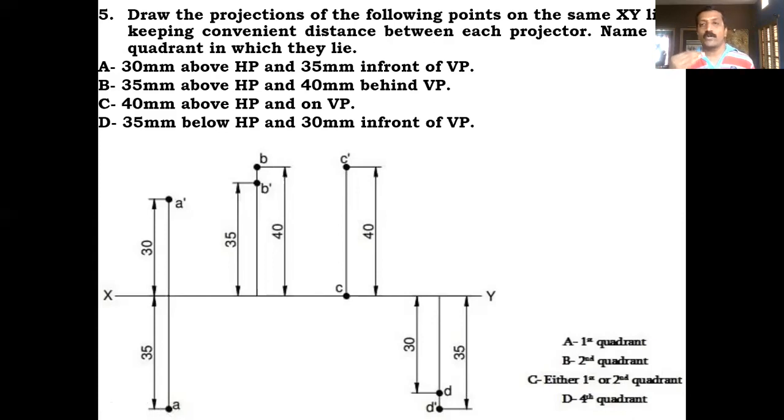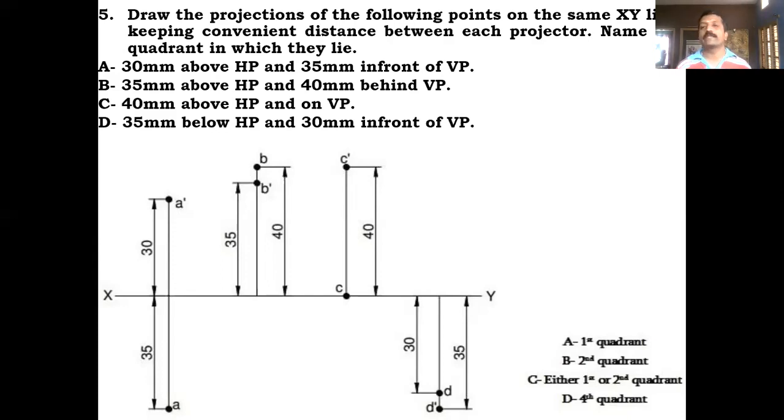Now, because both front view and top view are below the XY line, the point D is in the fourth quadrant. Like this, even for n number of combinations of HP and VP, if you analyze it properly and draw it, then for any combination given, you could complete the projection. And here the common distance he has asked: from point A to point B to point C to point D, a common distance you can take, around 35 or 40 millimeter, and draw it. That's all. So there are multiple points you can draw on the same common XY line.